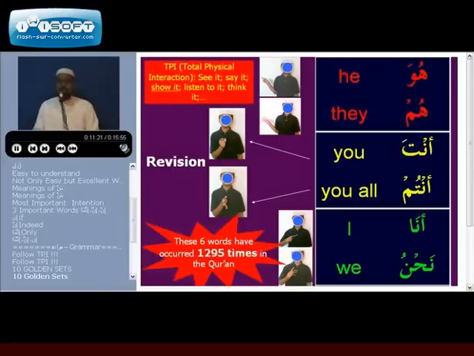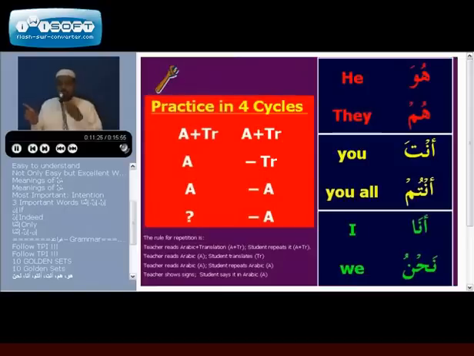So this was the first cycle. Next cycle, I will just say Arabic and you will translate, but I will say it slowly so that you also get the tip. Huwa, he. Hum, they. Anta, you. Antum, you all. Ana, I. Nahnu, we. Once more. Huwa, he. Hum, they. Anta, you. Antum, you all. Ana, I. Nahnu, we.